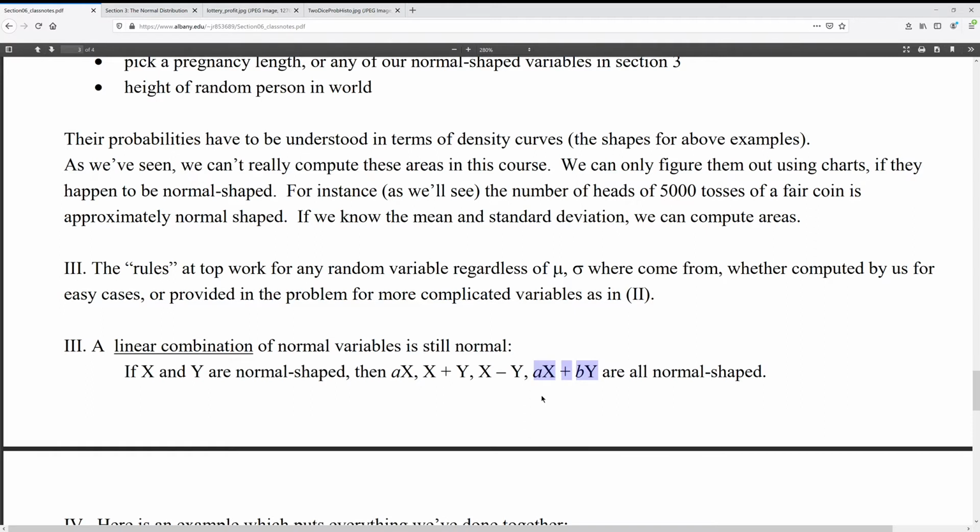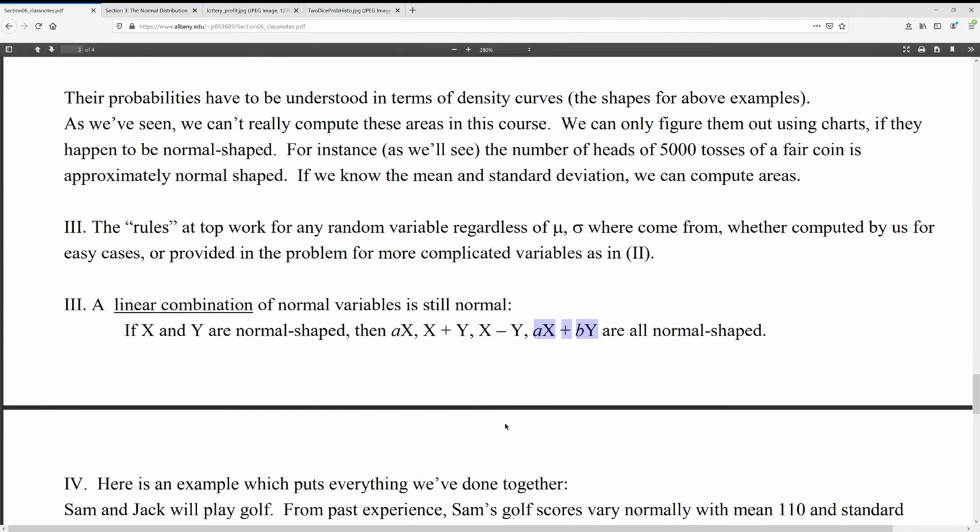This is what we call a linear combination of two variables: number times the one plus number times the other. And it covers everything that's preceding, as I just said. So any elementary way of putting normal shaped things together, it is still normal shaped. Why is this important? Well, it's our first hint of what we were talking about earlier on in the course.